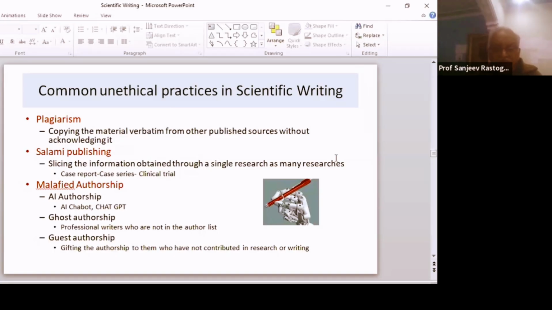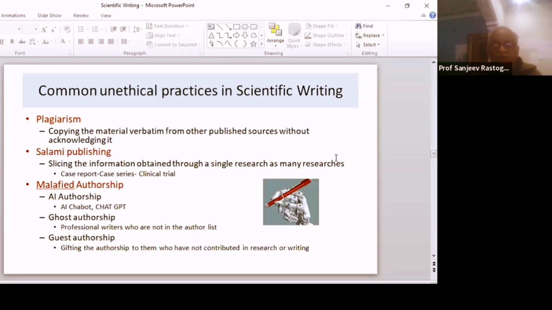So out of the same data which was there in a clinical trial, we published 3 papers. Actually, one is the case report, another is the case series, and finally we published the clinical trial. But unfortunately, all that data belonged to the same data pool. So this is also unethical. Whatever objective or purpose was initially conceived while starting the research, that should be fulfilled, and there should not be any slicing of the data for publishing different articles.